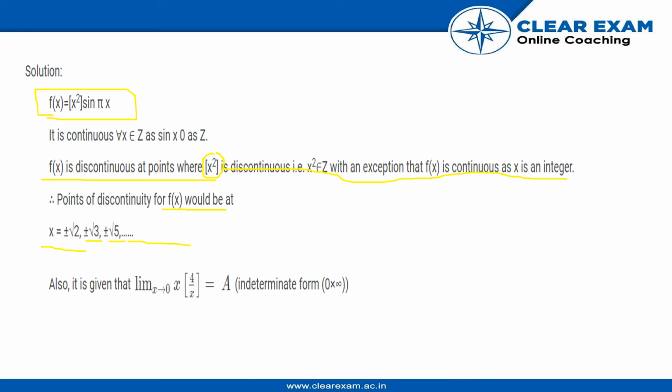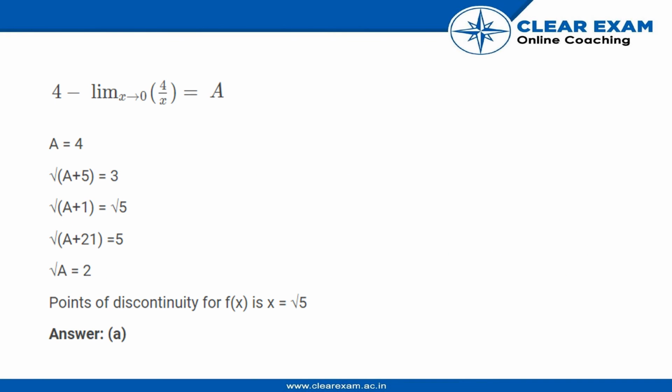So also it is given that limit x tends to 0 of this is equal to a, right? Now we know that x is equal to the fractional part of x plus the greatest integer of x, right? So applying this formula, we'll apply the formula to this and get a is equal to 4.